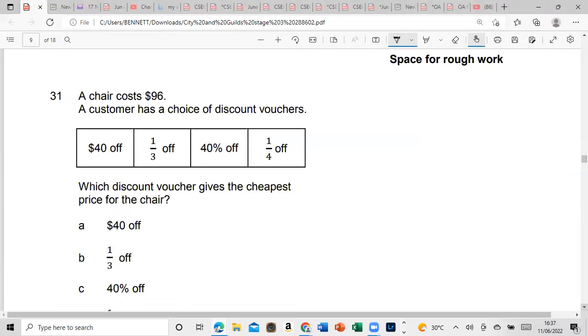All right, a chair costs $96. A customer has a choice of discount vouchers: either $40 off, 1/3 off, 40% off, or a quarter off. Which discount voucher gives the cheapest price for the chair? So you can rule out the small amounts. It's between the $40 and the 40%. So we check out what 40% looks like. I'm leaning towards the $40, but let me just see.